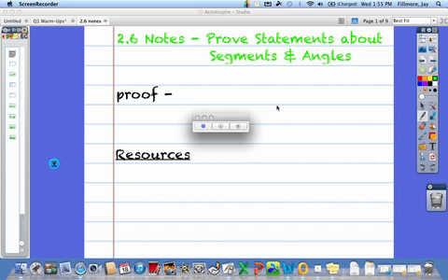Ladies and gentlemen, this is section 2.6, and we're talking about proving statements about segments and angles.